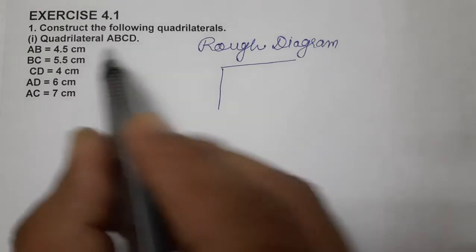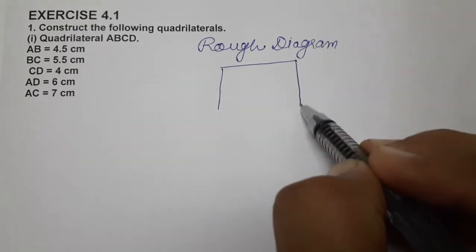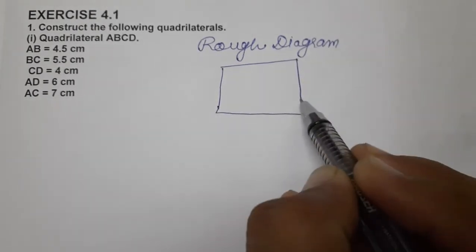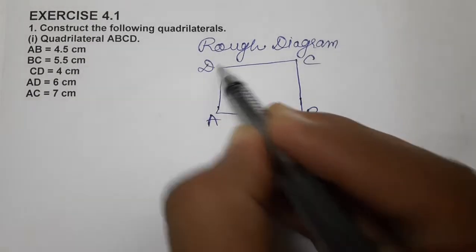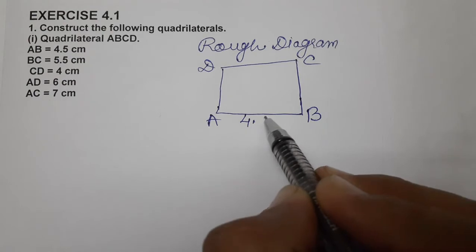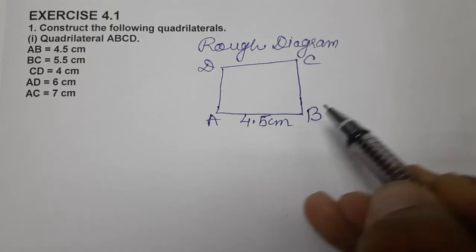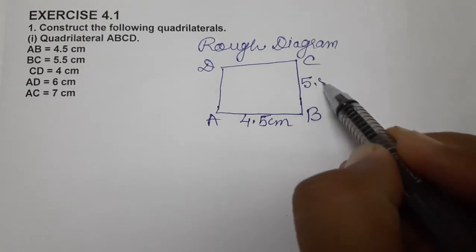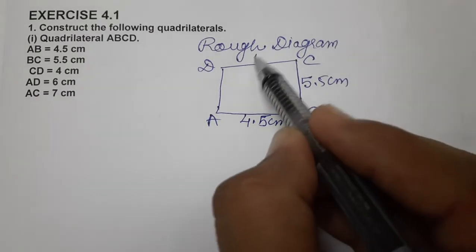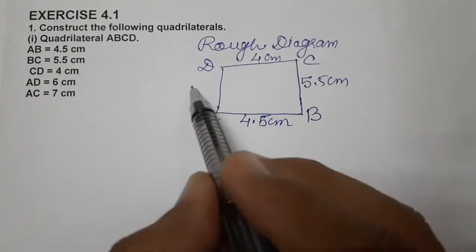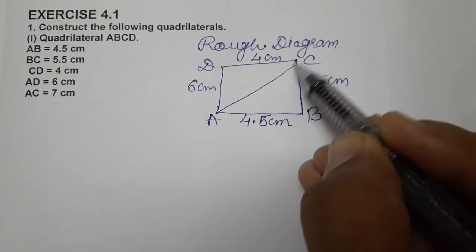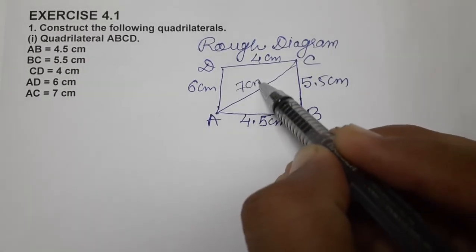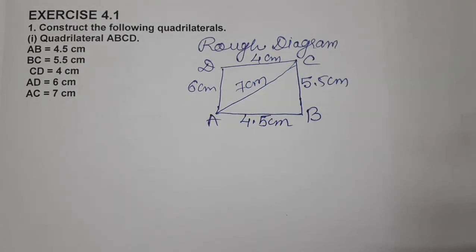So let's make ABCD. I am marking ABCD, one simple quadrilateral. Now mark all the sides: AB 4.5 centimeter, BC 5.5 centimeter, CD 4 centimeter, AD 6 centimeter, and AC is 7 centimeter. This is a rough diagram without any measurement, we have just written the sides.